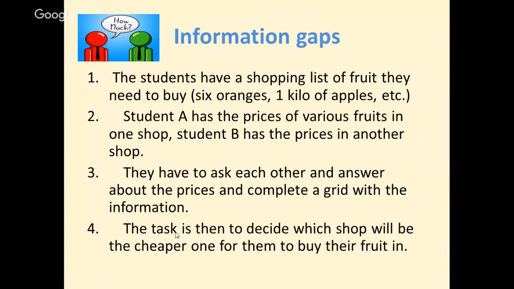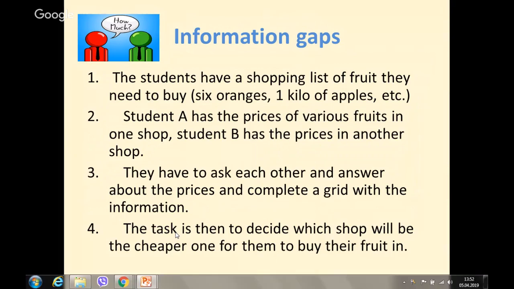Here is an example where the students are given the shopping list of fruit they need to buy, for example 6 oranges, 1 kilo of apples, and so on. And students A and B have different prices for different products, and they have to ask each other and answer about prices and complete the grid with the correct information. The task at the end is to decide which shop will be cheaper for them to buy their fruit in.